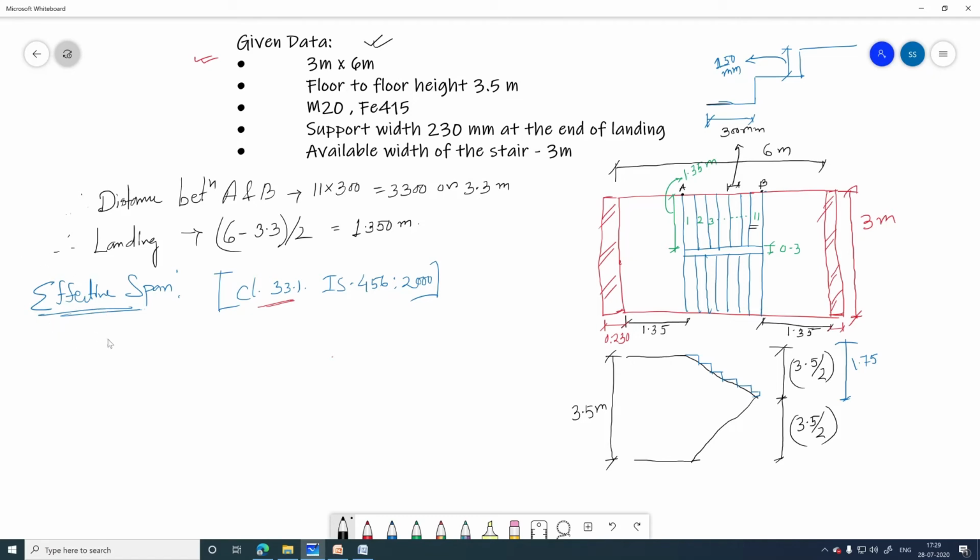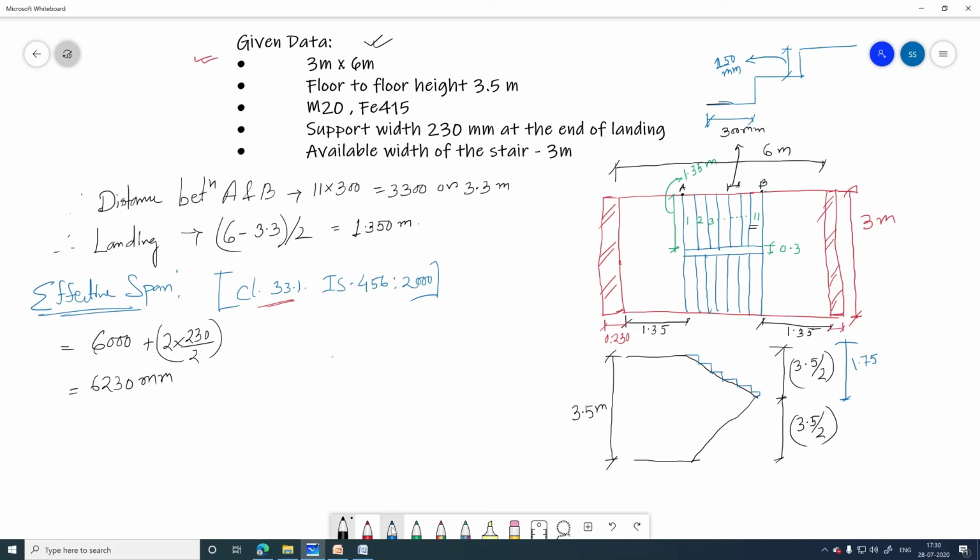That is 6000, because you already know this is 6 meter. So, 6 meter plus here the support width is 230 and 230, so 2 into 230 by 2. So, ultimately what we get is 6230 mm. Okay. This is the length of the effective span.